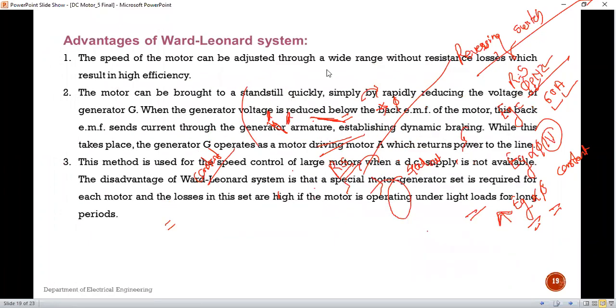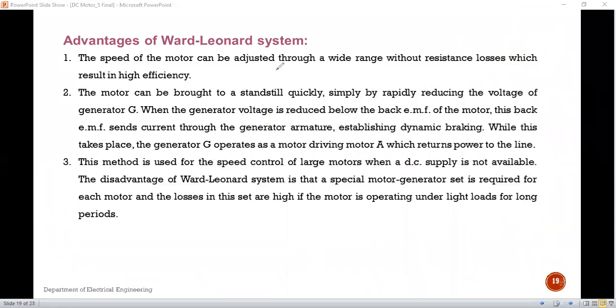Okay, so advantages of Ward-Leonard system. In case of advantages of Ward-Leonard system, the speed of the motor can be adjusted through a wide range without resistance losses, which result in high efficiency. Okay, so see the speed of the motor, आपण मोटरचं जे काही speed आहे, so this speed of the motor it can be adjusted in the wide range, that means in either direction. So wide range without resistance losses, because shunt field current of the generator it is again small.